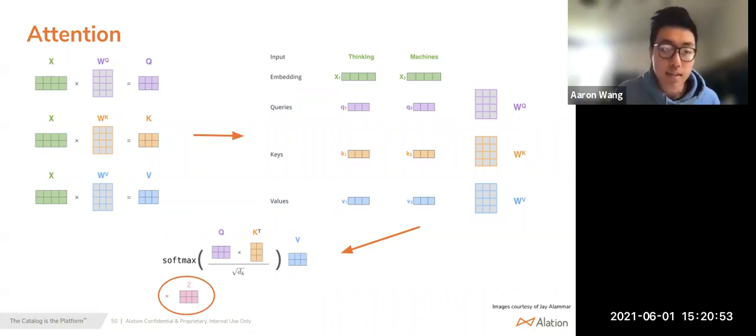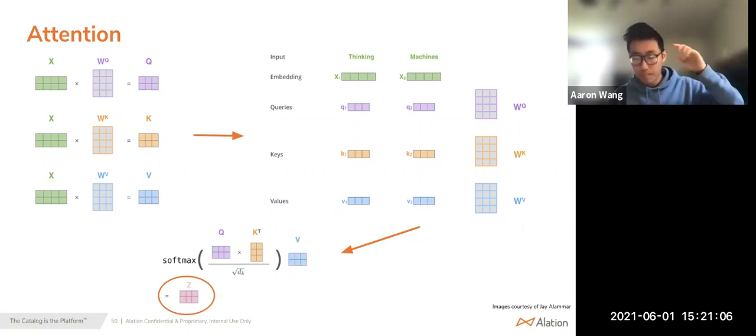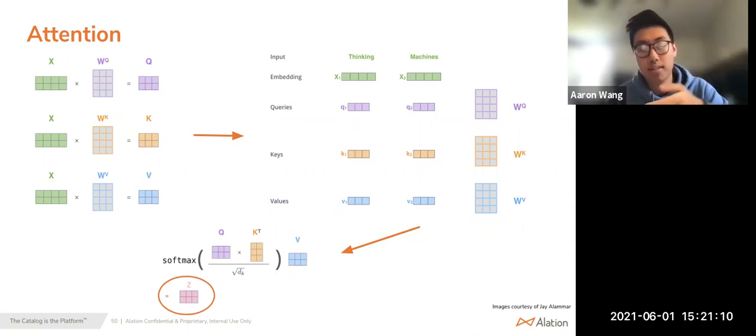Because if you look at just the dimensions of Q, it's 2 by 3, and then K transpose is 3 by 2, right? You multiply that, you get 2 by 2. And so you can imagine this 2 by 2 matrix of where, in this case, the input sequence is thinking machines. It'd be thinking machines by thinking machines, right?